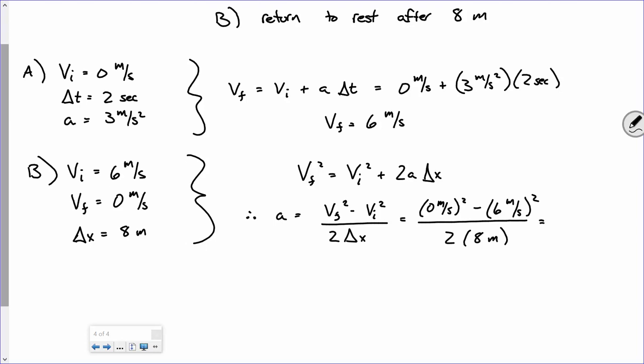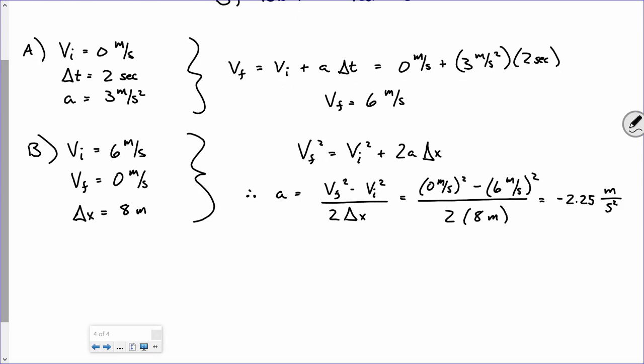So negative 6 times 6, that's negative 36. Negative 36 over 16 comes out to be about negative 2.25. Now, we're calculating a negative acceleration, okay? Does that make sense? Well, yeah, it makes sense because the particle is slowing down. So that makes sense, right?